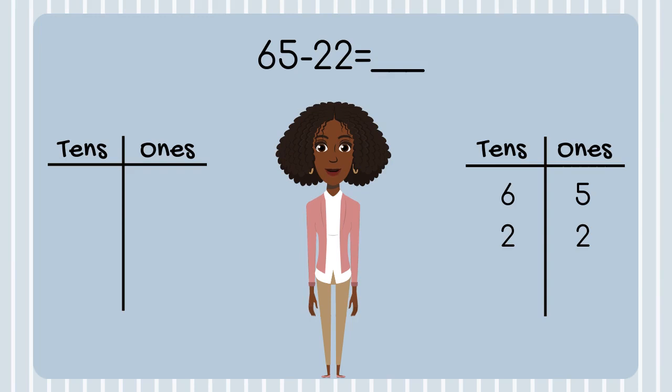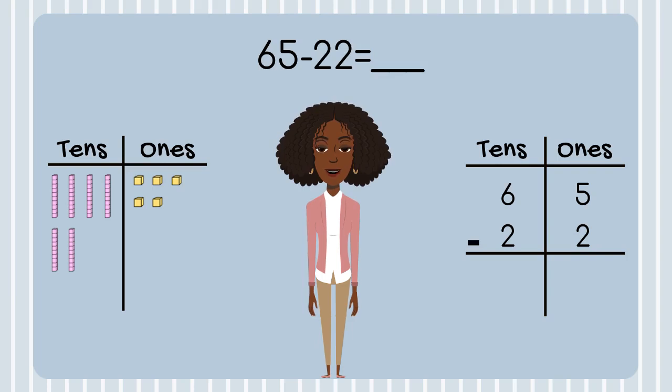Remember, we want to model our total. What's our total? Yes, that's right. 65 is our total. Let's model 65 in our place value chart. Now, how much do we need to take away from 65? Great job, 22. But remember, we're going to break it down and make it easier. Which place value spot do we start in?